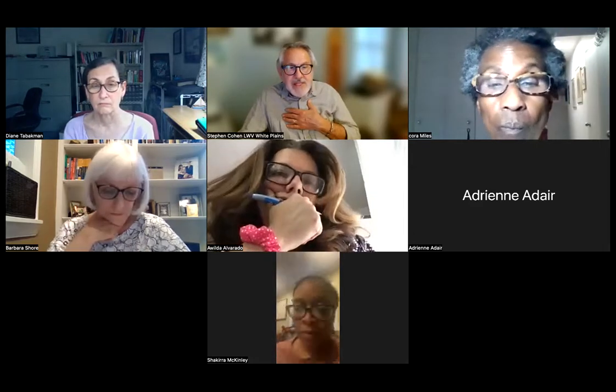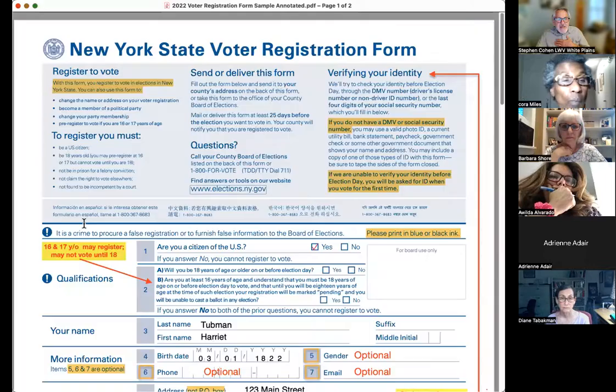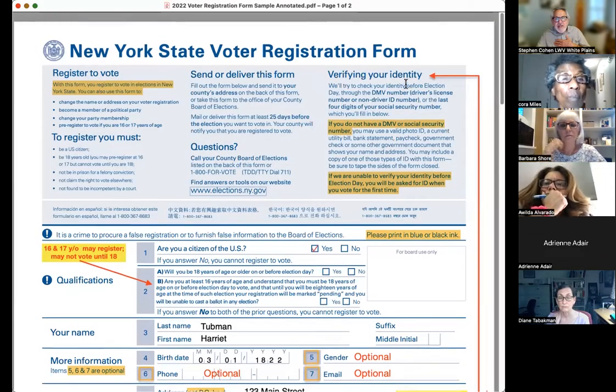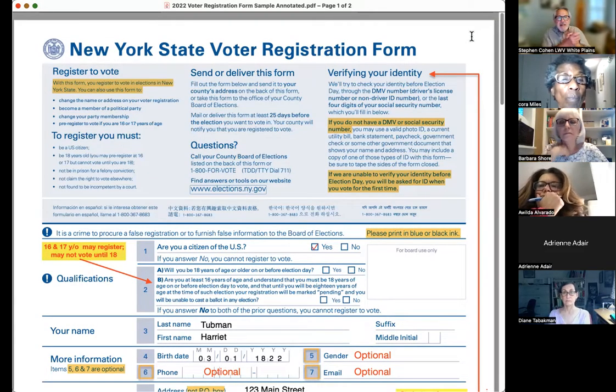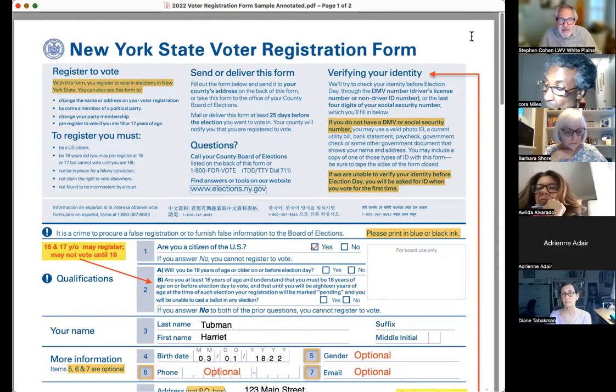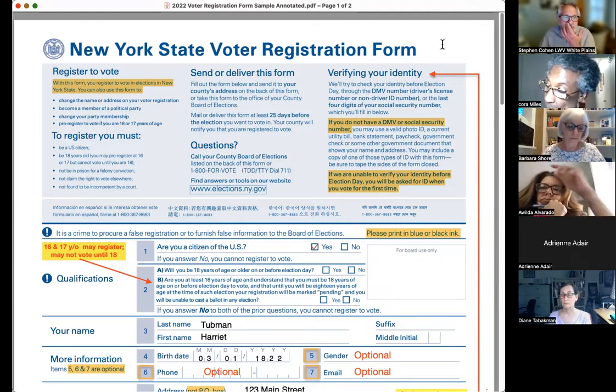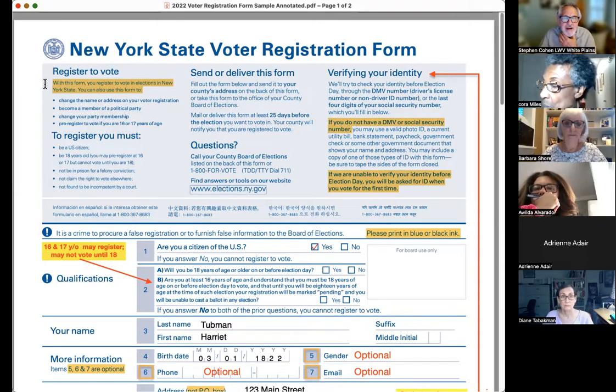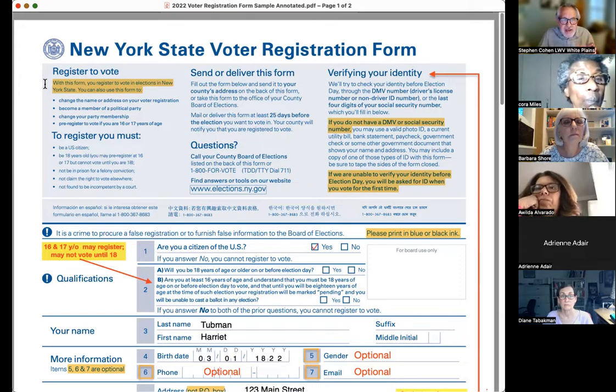All right, good. So what I will do is I'll start by sharing the screen. What you see on the screen now is the New York State voter registration form. Can everybody see this? If you can't, just raise your hand or something. The voter registration form has several purposes. As it says up here on this side of the form, you can register to vote in elections in New York State using this form, but you can also do other things.